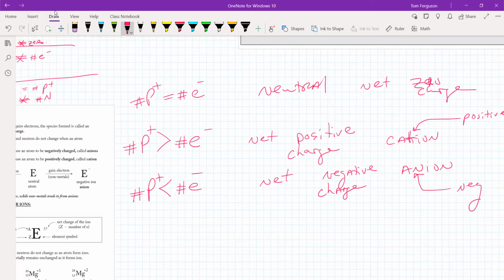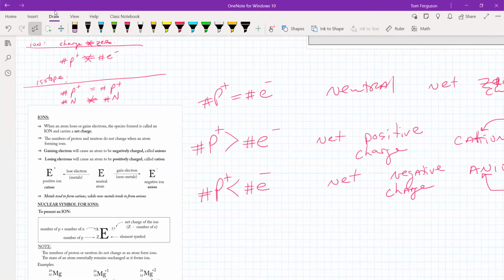Now, again, as I said on Monday, I need to tell you if it's an ion. I need to tell you if it's neutral. If I don't tell you it's neutral, I want you to assume it's neutral. But I'm always going to try to tell you it's neutral. But sometimes, for whatever reason, I forget. Okay? All right.